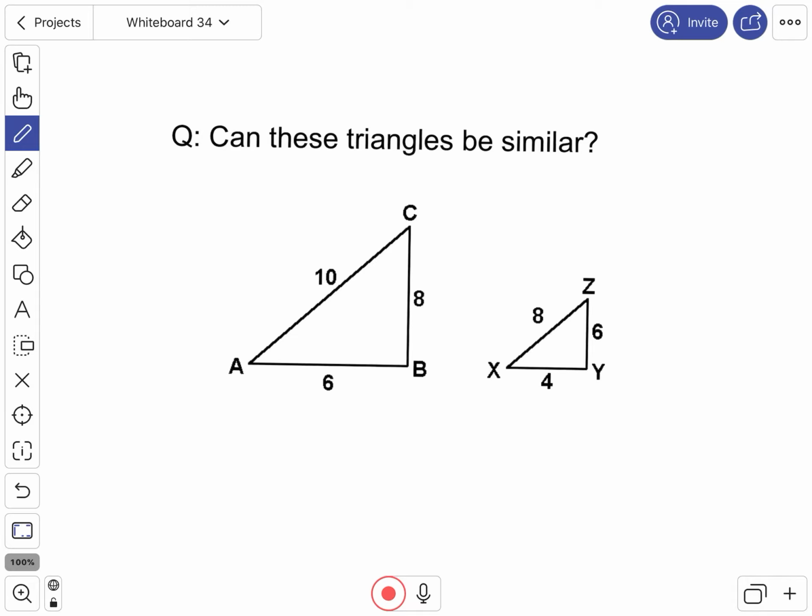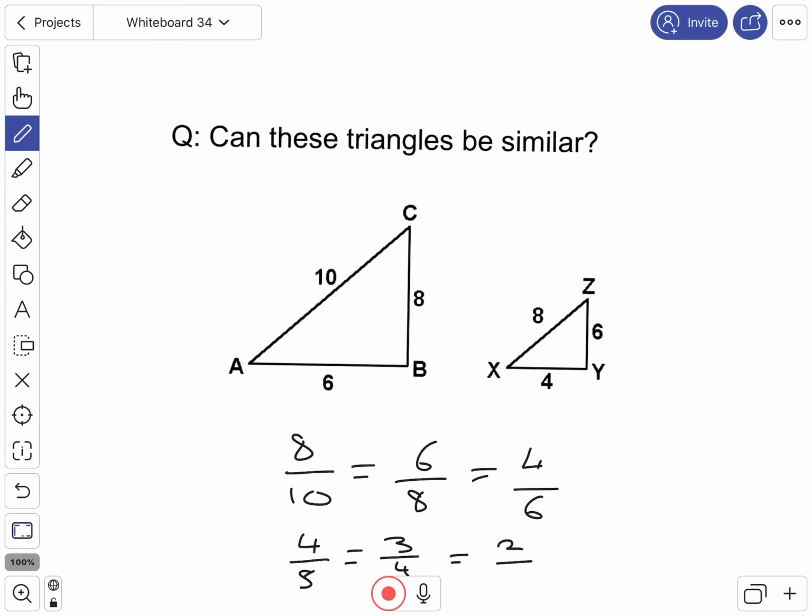If I start again with the smallest triangle, I don't have to start with the smallest, but I'm going to just start with the smallest in this case. 8 over 10, so it's the largest over the largest, should equal the middle one over the middle one, and that should equal the smallest over the smallest. Now if I break these down, I see that this is 4 over 5, this is 3 over 4, and this is 2 over 3. So none of them are equal, so no, these are not similar triangles.